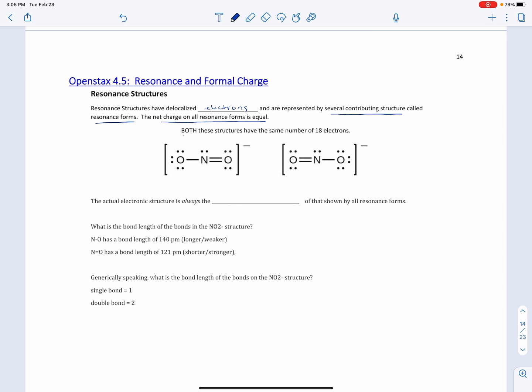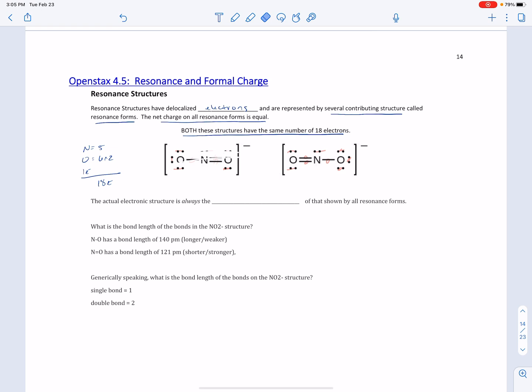And so if you count both these structures, they both have the same number of electrons. So you have nitrogen that has 5, you have oxygen that has 6 times 2, and then we have 1 electron because of the negative charge. So it gives us 17, which gives us 18 electrons. And that's true. They both, if you count up the electrons, have 2, 4, 6, 8, 10, 12, 14, 16, 18, and 2, 4, 6, 8, 10, 12, 14, 16, 18. Notice that they all have 18 electrons.